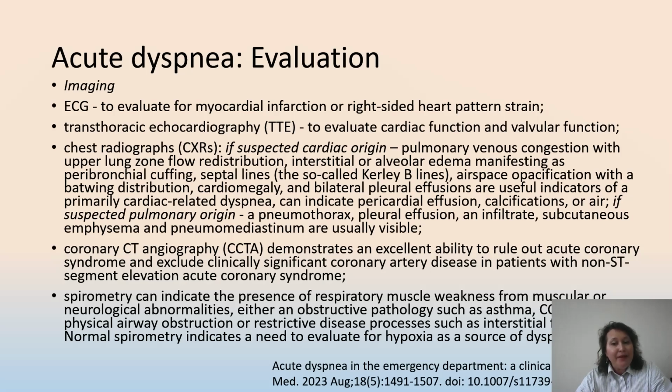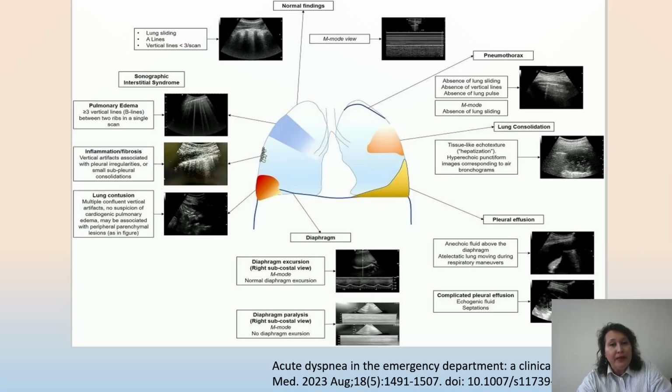It demonstrates the ability to rule out acute coronary syndrome and exclude clinically significant coronary artery disease in patients with non-STEMI. Spirometry is another method for the differential diagnosis of acute dyspnea. It can indicate the presence of respiratory muscle weakness from muscular or neurological abnormalities, either an obstructive pathology such as asthma, COPD, physical airway obstruction, or a restrictive disease process, interstitial lung diseases, and normal spirometry indicates a need to evaluate for hypoxia as a source of dyspnea in the patient.